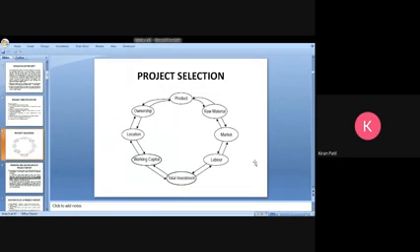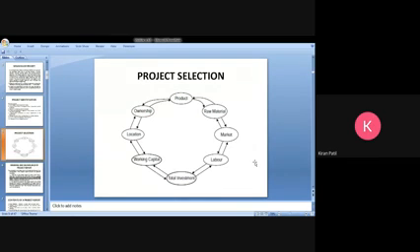So basically, project selection is nothing but selecting the project based on your strengths, weaknesses, opportunities, and threats. Now, apart from these, there are other parameters that one needs to consider while selecting a project. Do you have the raw material? What is the potential market for the product that you are developing? What is the labor that is needed? What kind of labor do you need?